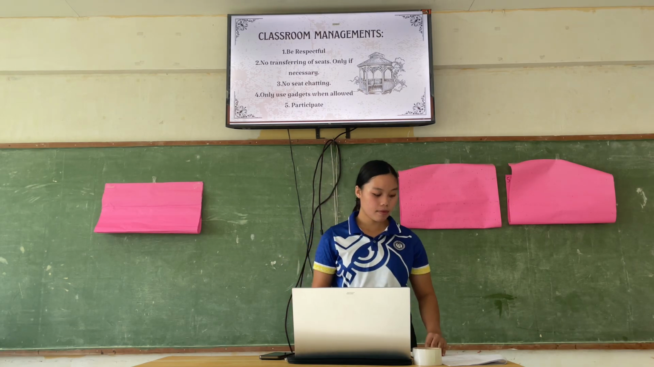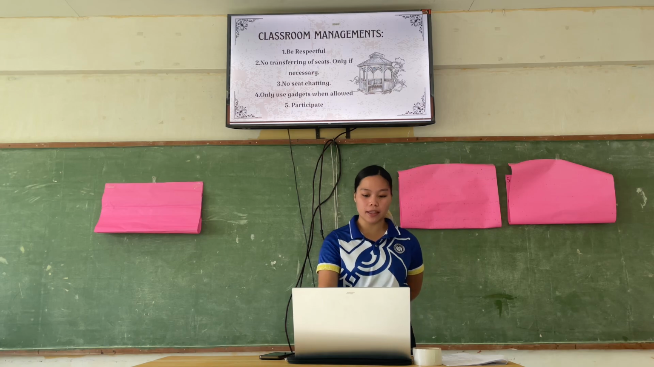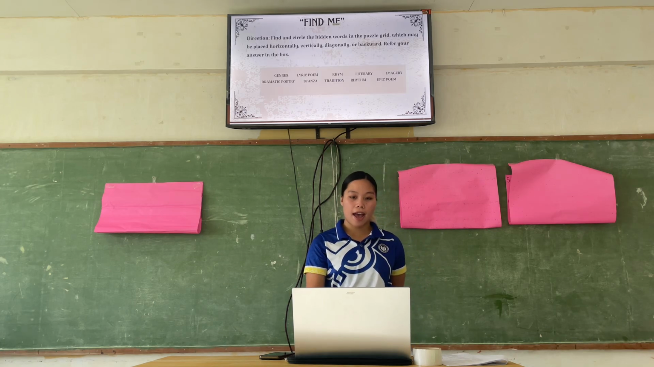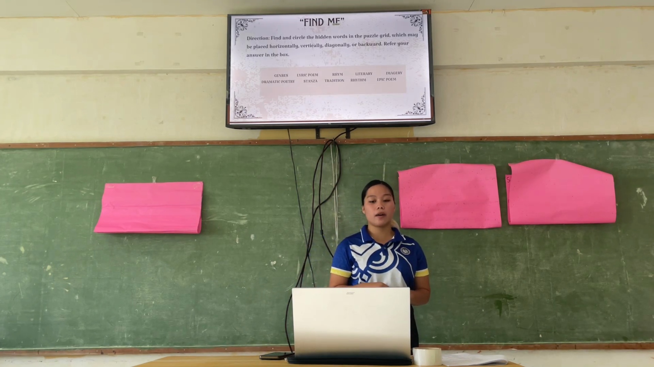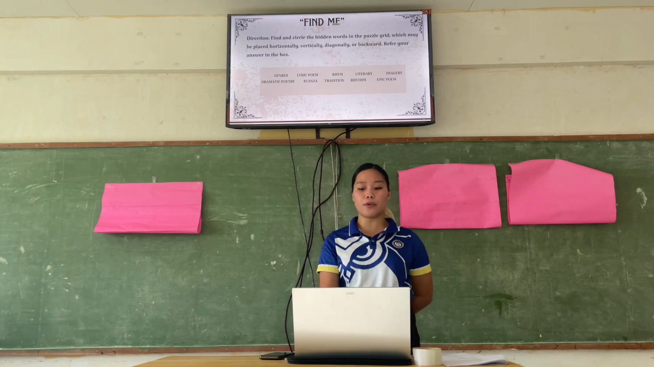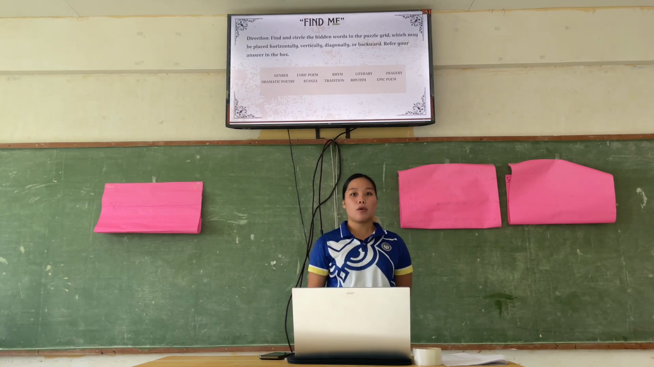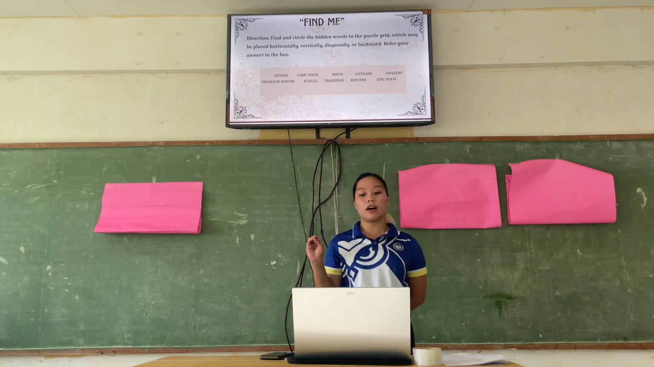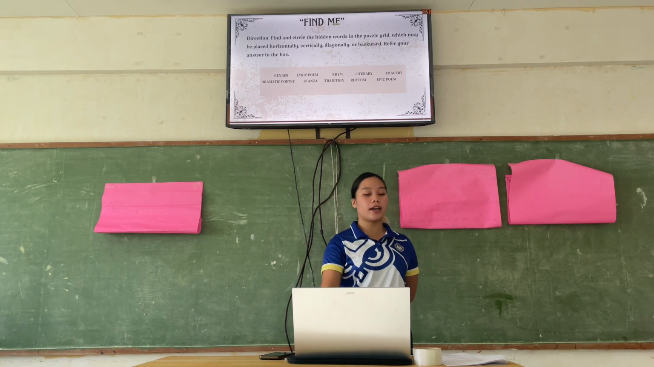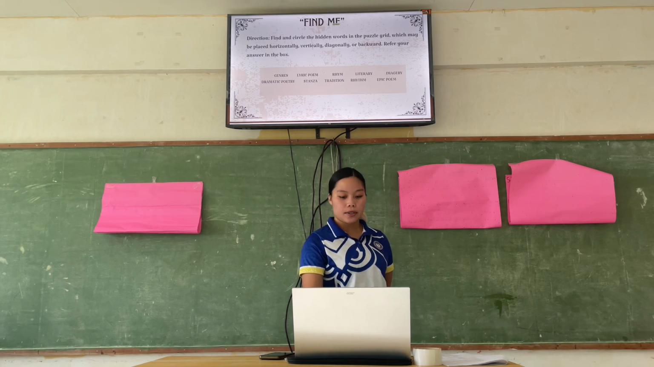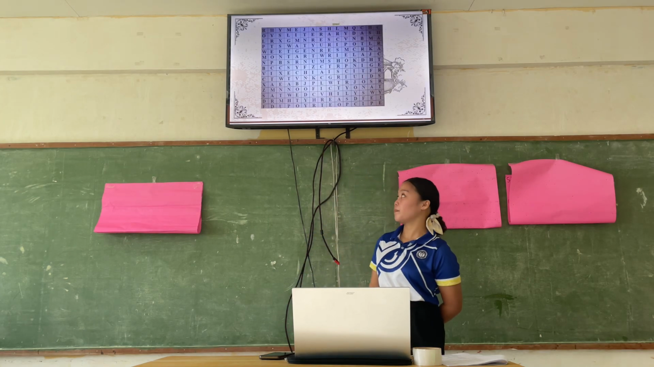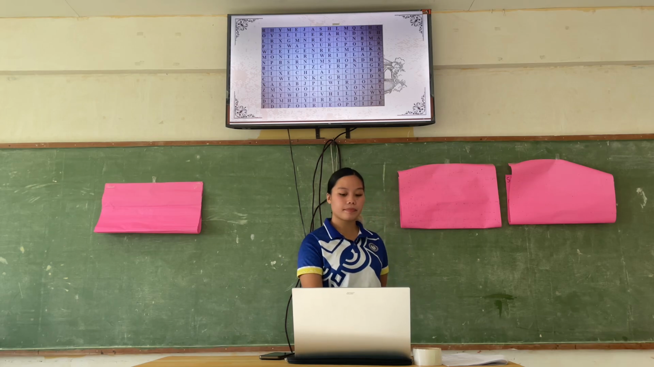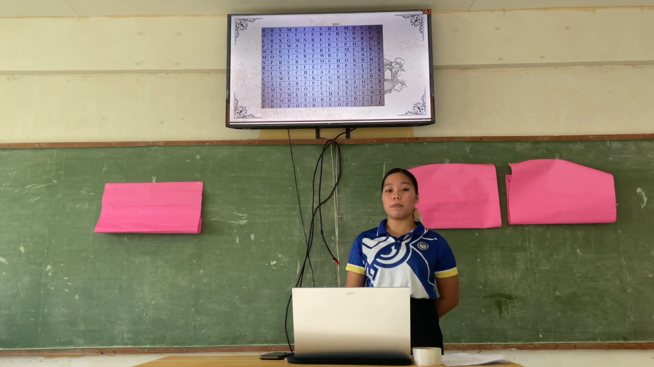I have here an activity. We're going to find and circle the hidden words in the puzzle grid, which may be placed horizontally, vertically, diagonally, or backward. Write your answers in the box. So here is the puzzle grid. I will give you 5 minutes to finish your work.